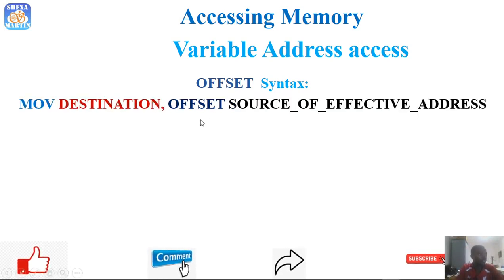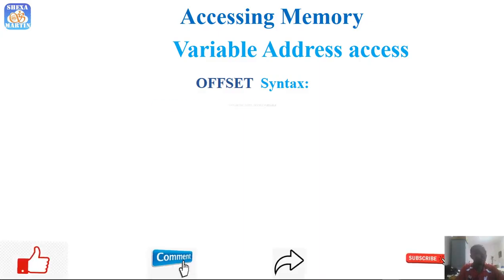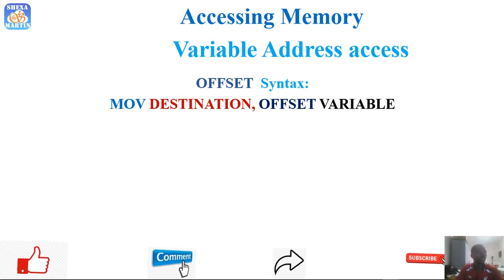We move to destination the offset of this variable. So instead of saying source there, I can say the variable. Maybe it's just the same as the previous syntax, the syntax for load effective address. Right, so the syntax is this one. You move to destination and then you put the operator or instruction offset, and then you tell us the variable that you want to get its address.